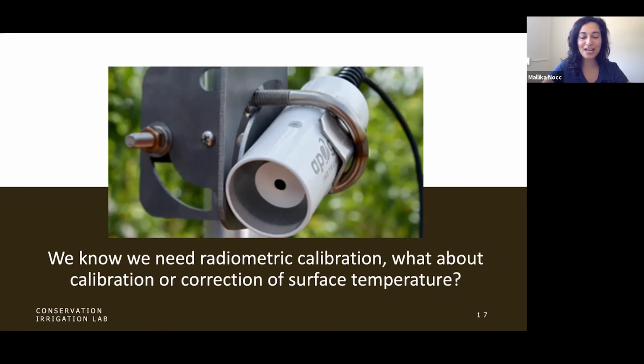And what the literature gets into, if you do a deep dive, and we did a deep dive, is that if you're flying 30 meters or lower, you probably don't need to do an atmospheric correction.